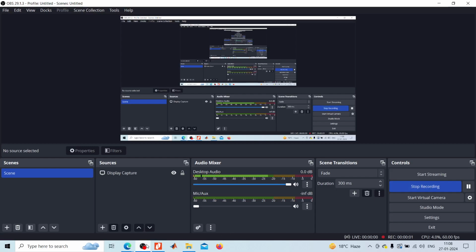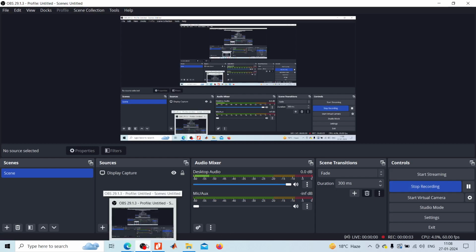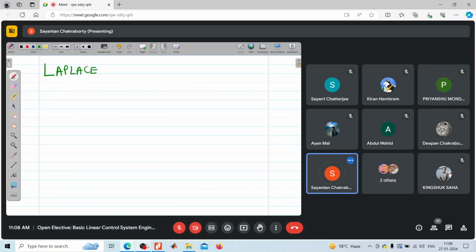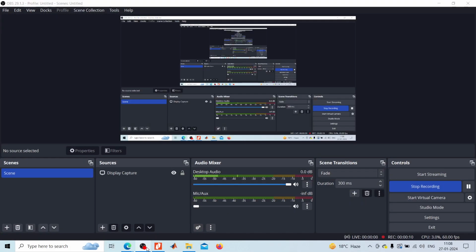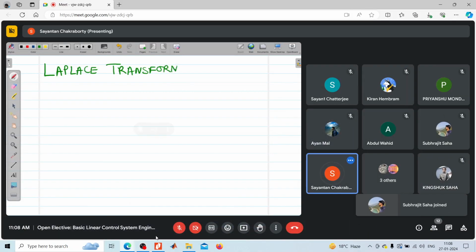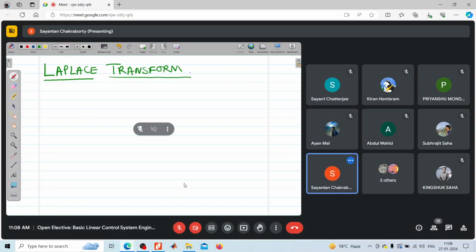mathematical tool, that is a Laplace transform. I guess some of you are very much familiar with the concept of Laplace transform. So I shall be giving you a very brief overview of this Laplace transform.